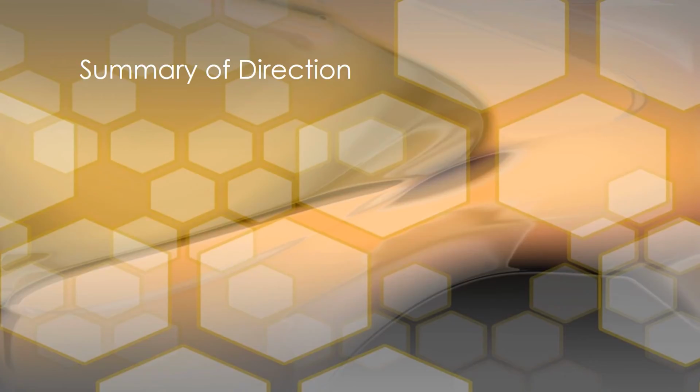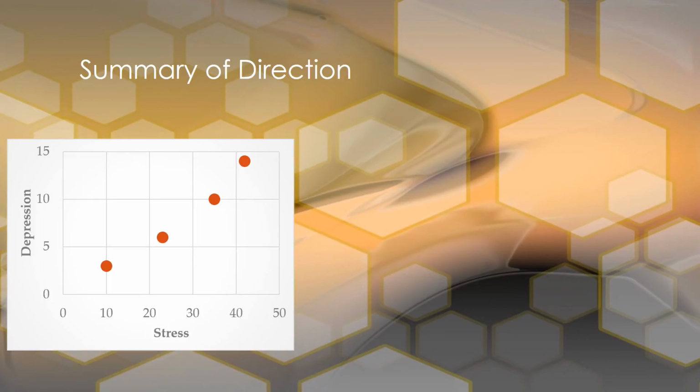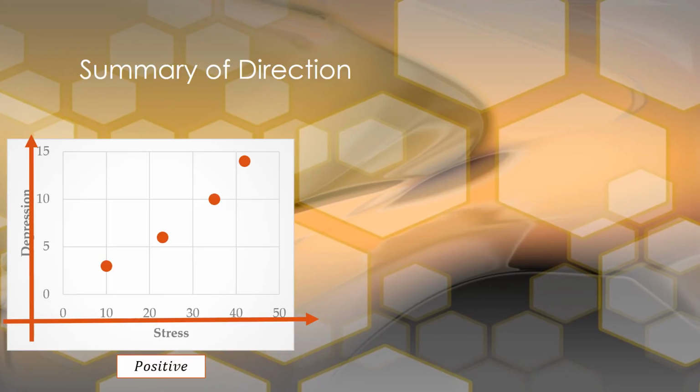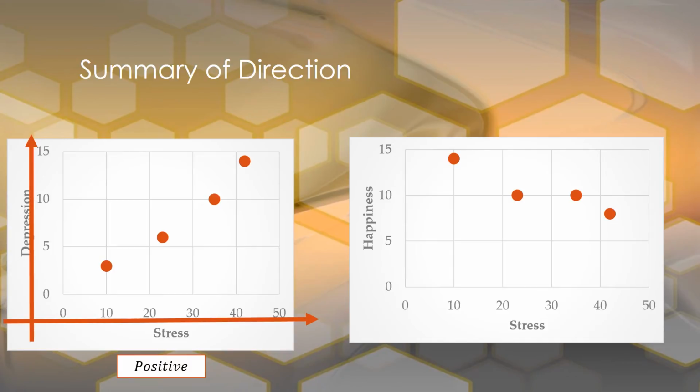So here we have some scatter plots. This is a positive one. And as stress increases, so does depression. So if you see a scatter plot like this, and the dots tend to be in the left bottom corner and the top right corner, this would be a positive direction. And there's a pretty strong correlation there. That's positive. And then we have a negative one here.